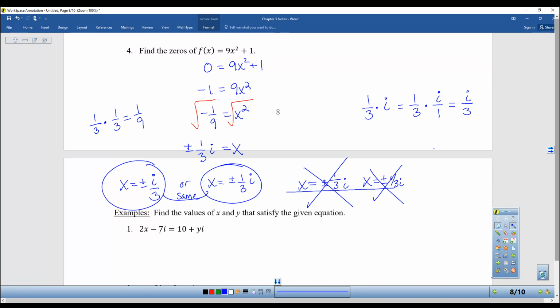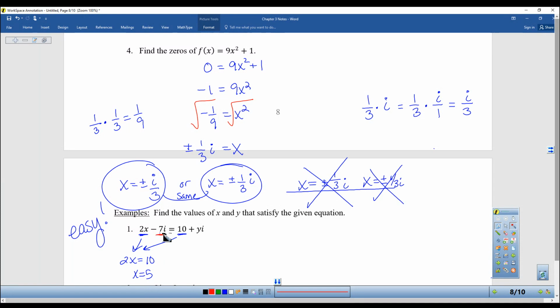So this next little section looks hard, but it's super easy, so don't be intimidated. It says find the values of x and y that satisfy the given equation. Well, you can't make a real imaginary or an imaginary real. So since this is real on this side, this is real on this side, I can say the 2x must be equal to the 10. And therefore, x must be 5.